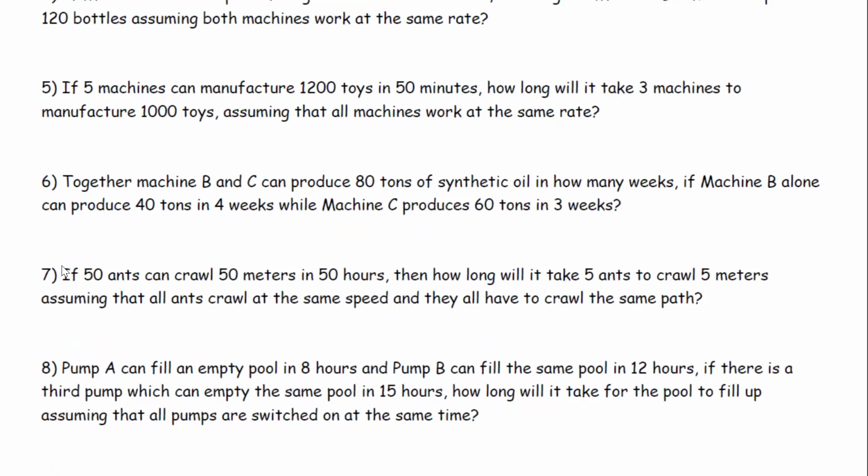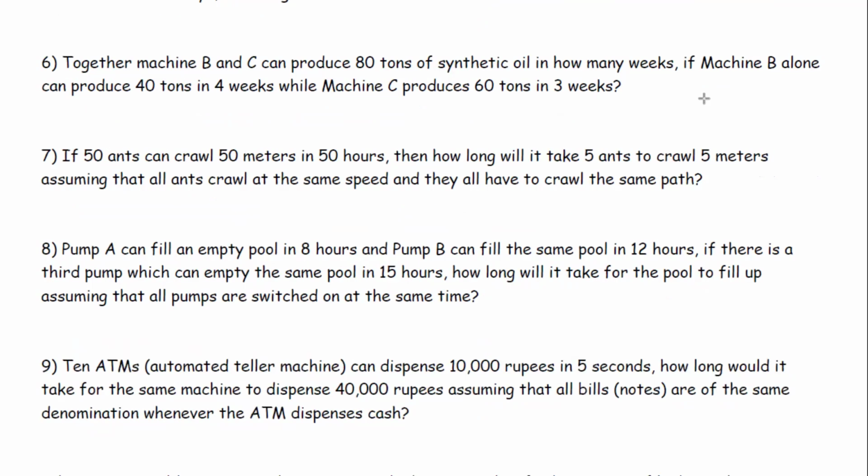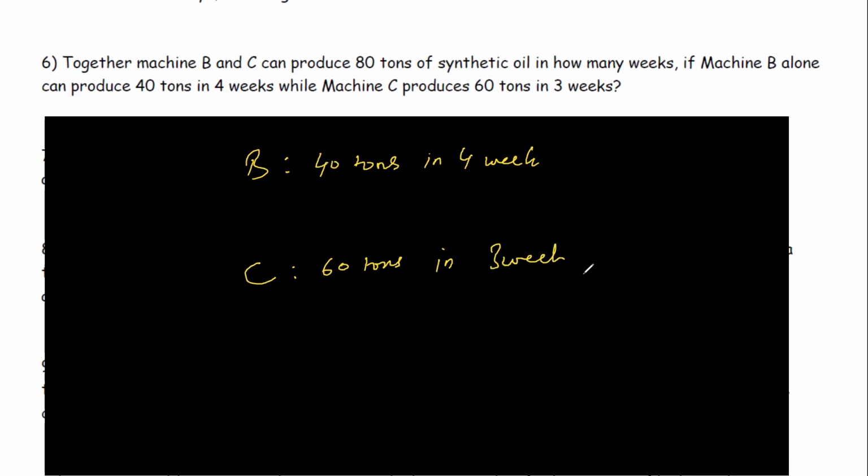Okay. Question 6. Together, B and C can produce 80 tons of synthetic oil in how many weeks if Machine B alone can produce 40 tons in 4 weeks, and Machine C produces 60 tons in 3 weeks, right? So together, B and C can produce 80 tons of synthetic oil in how many weeks?